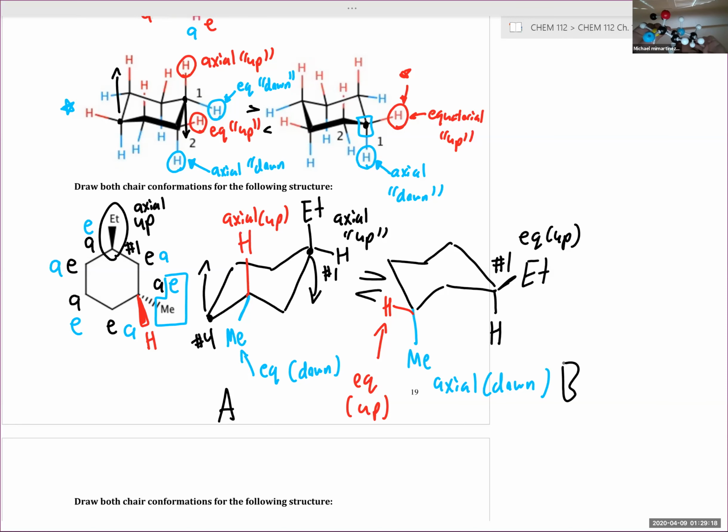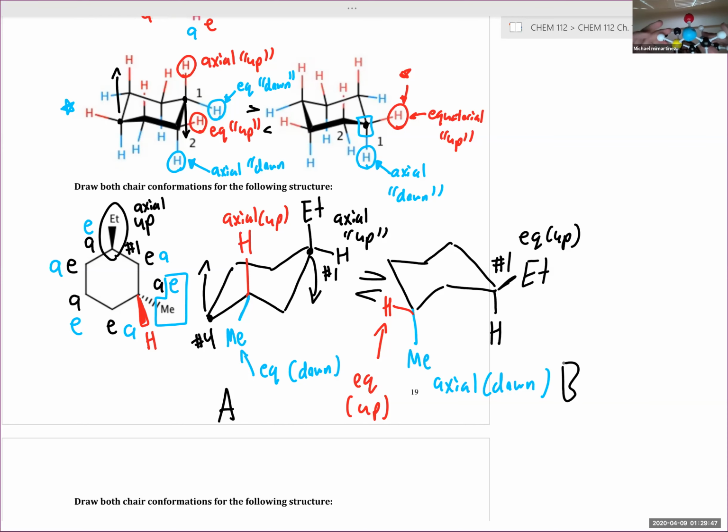And is it pointing up or down relative to the hydrogen? Looking at this methyl group, is it pointing up towards my hand or down? Down, exactly right. So this methyl group would get a dash. Now, does that make sense so far?